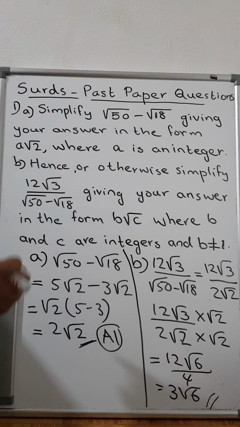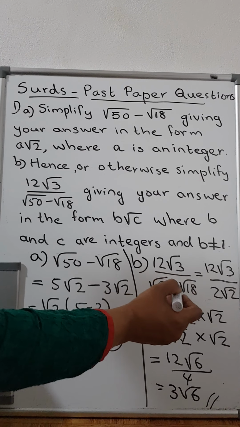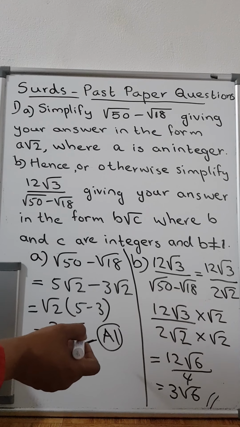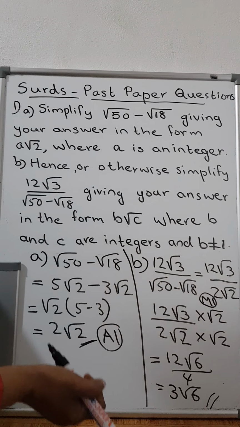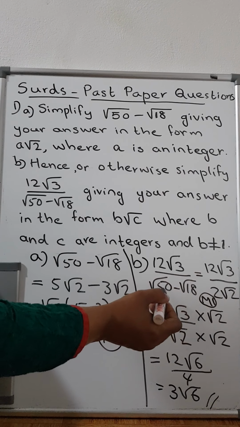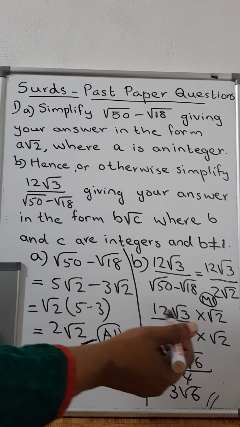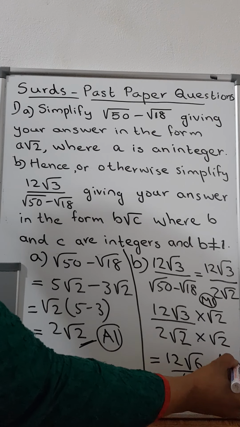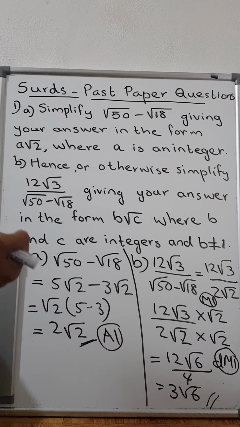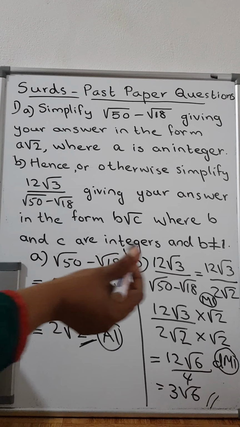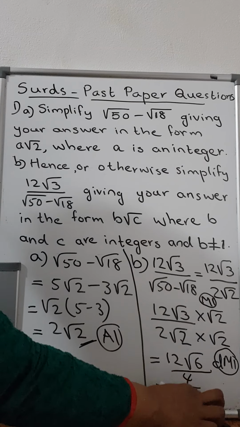Now you see the B part of the question carries 3 marks. For identifying and writing root 50 minus root 18 as 2 root 2, we get 1 method mark here, for writing 12 root 3 divided by 2 root 2. Then the next mark we get here is dM1, that is again a method mark, for 12 root 6 divided by 4. This is dependent on the first method mark, the first M1, that's why dM1. And for getting the correct answer, we get 1 accuracy mark, A1 here.